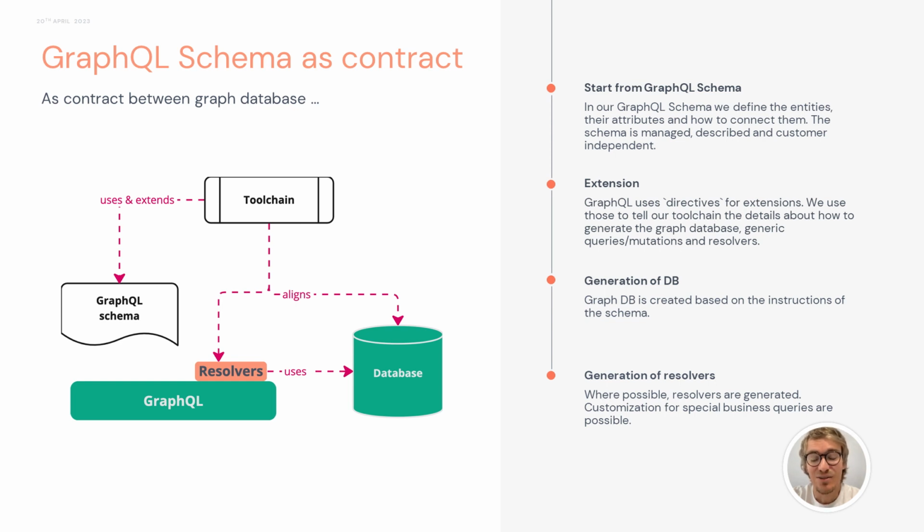And it's not the only way to do it. Of course, you can always overwrite the generated code, and you can always manipulate it later. But the base idea is that we take the schema first to align the database and to generate the resolvers, which makes us really fast in terms of schema changes and how we can adapt to new use cases.